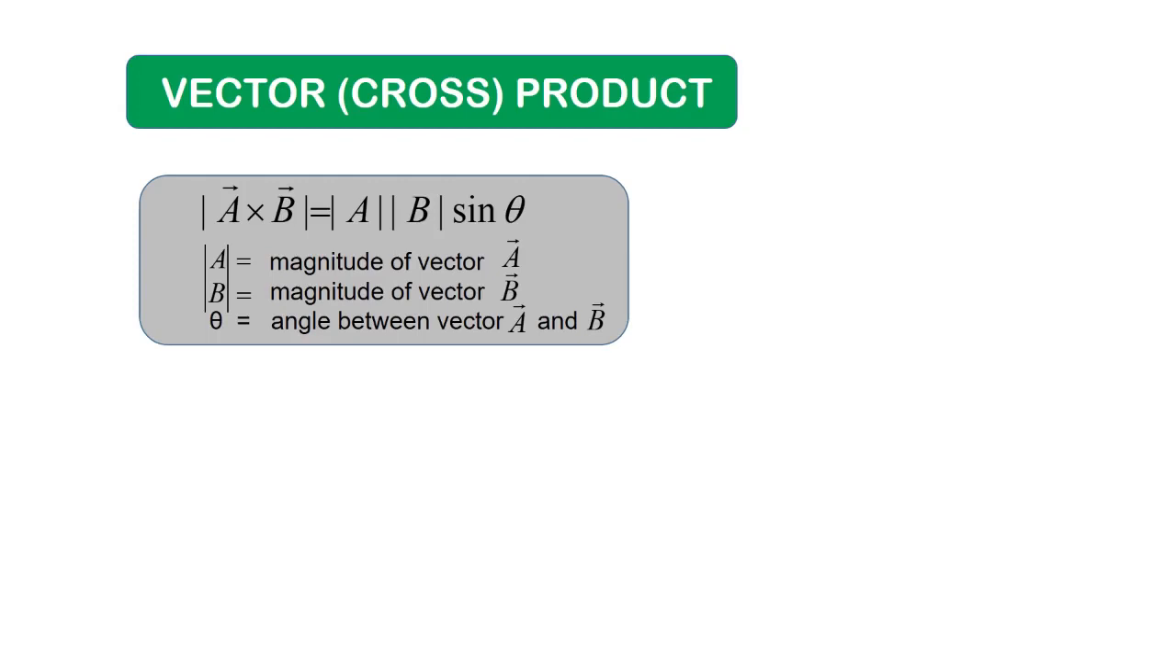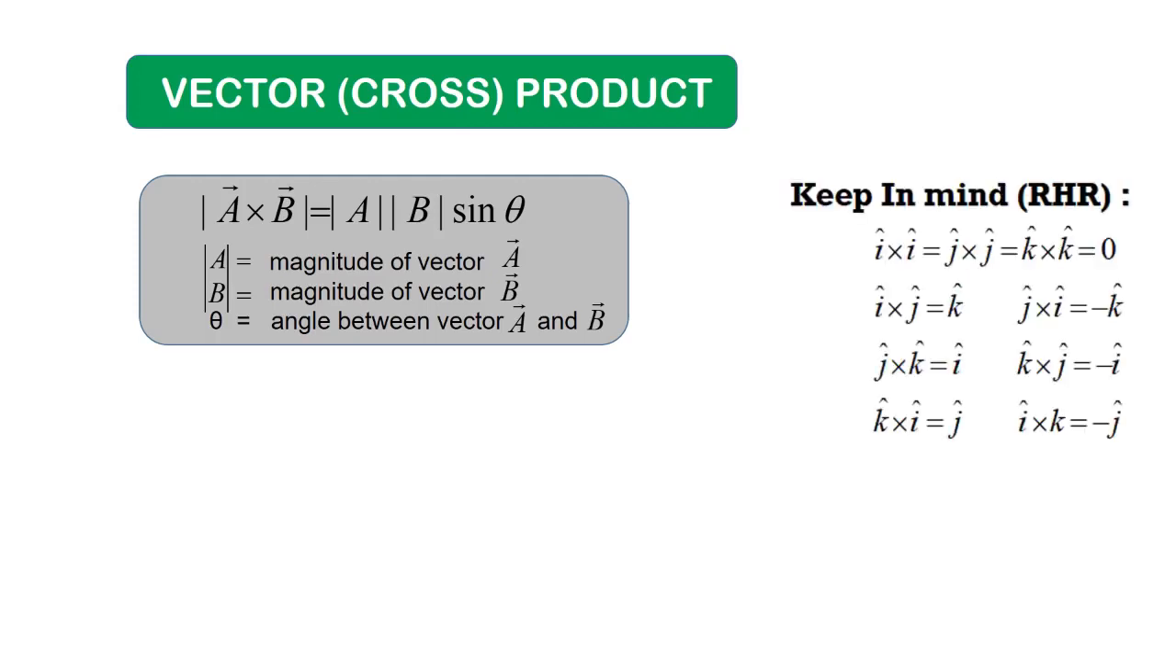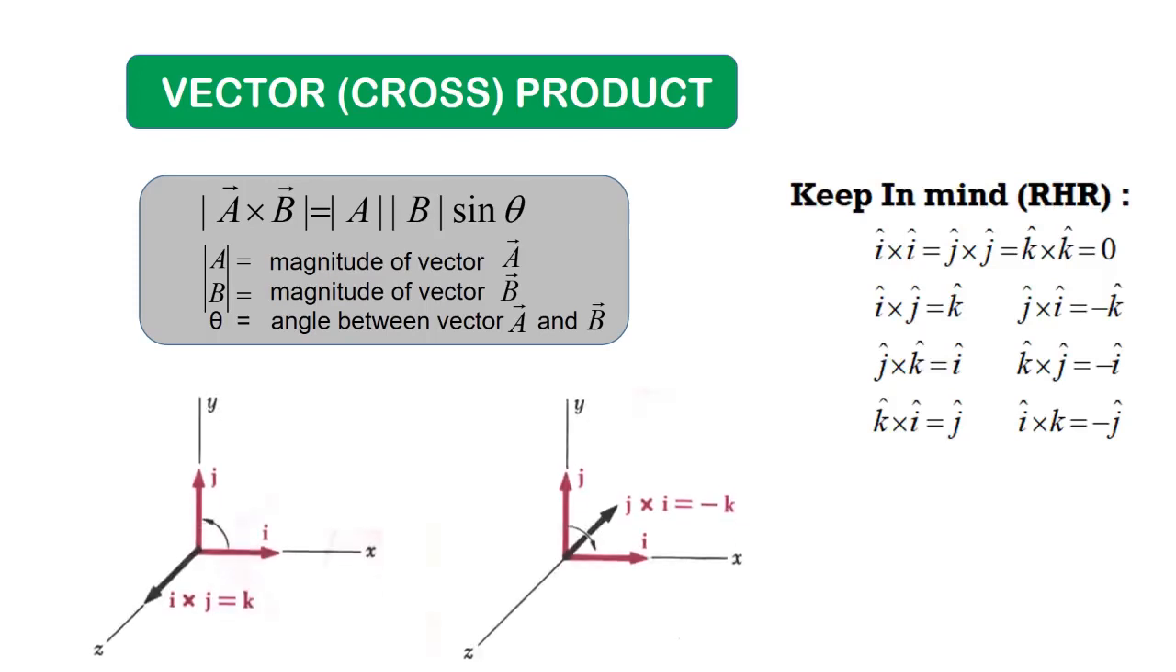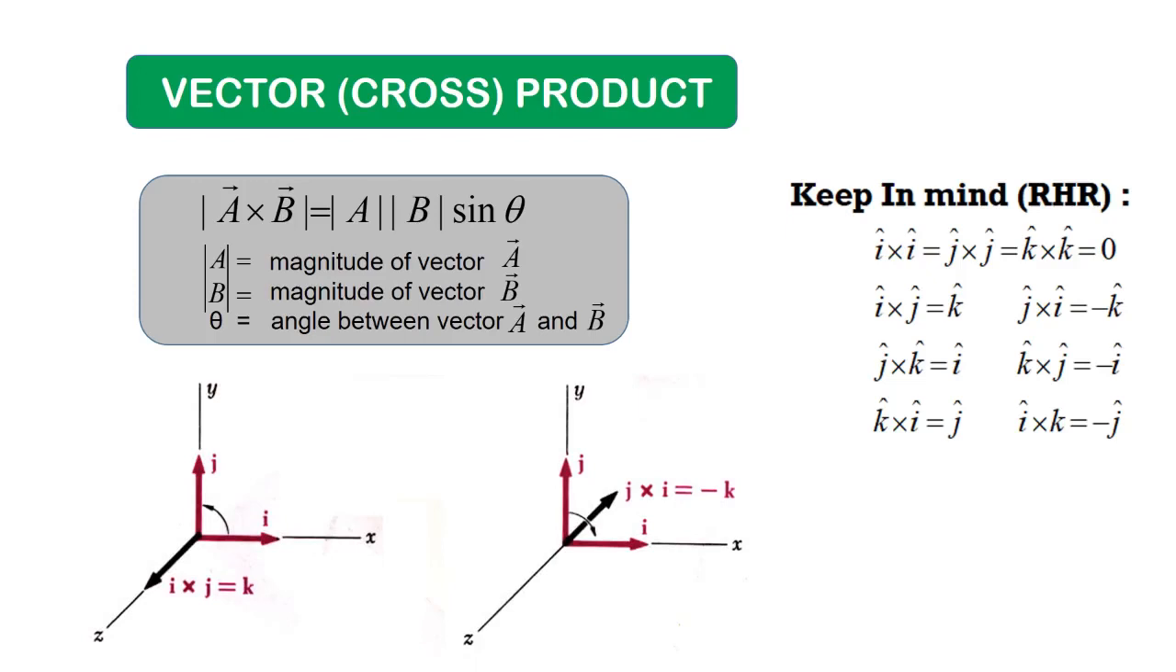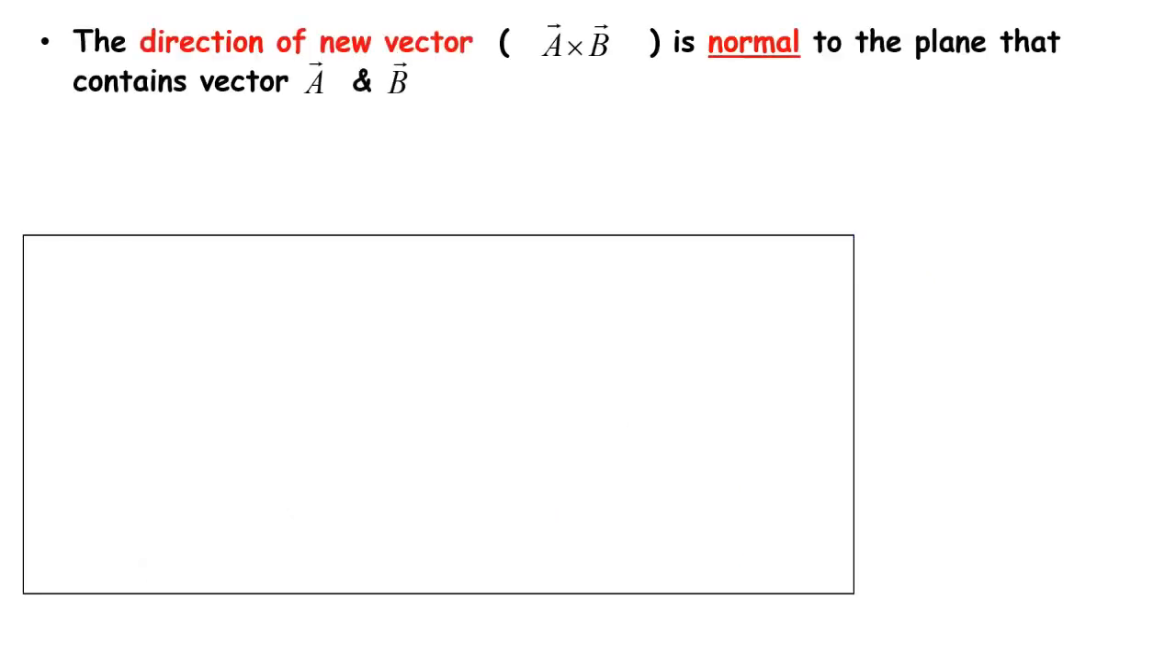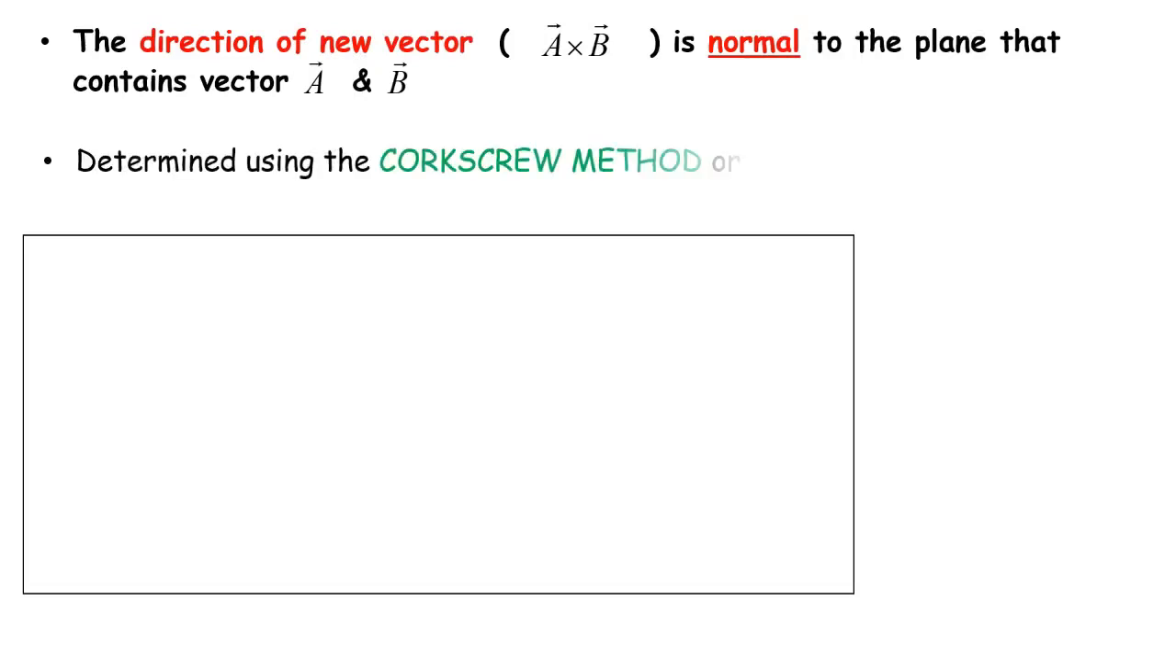Different from scalar product, in order to get maximum product, the angle of the two vectors should be 90 degrees. When we cross vectors that are perpendicular, a new vector will form in a certain direction. But if they are parallel, we end up with 0 value because sine 0 is equal to 0. The direction of the new vector is normal to the plane that contains vector A and B.